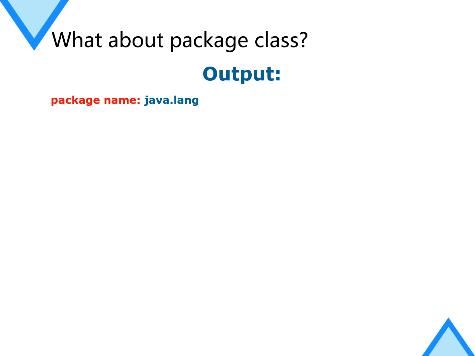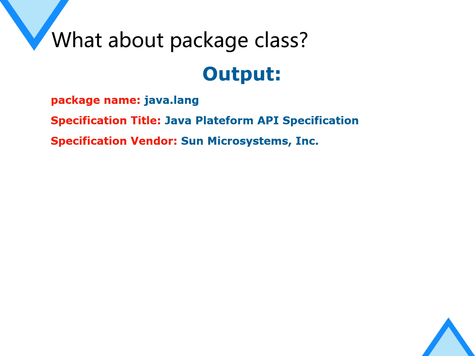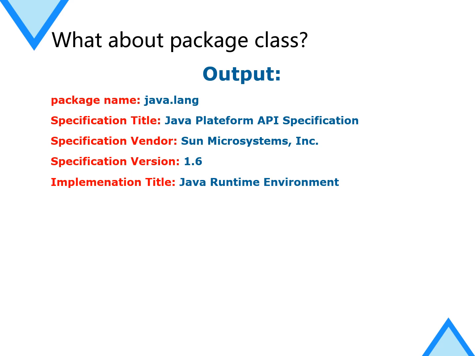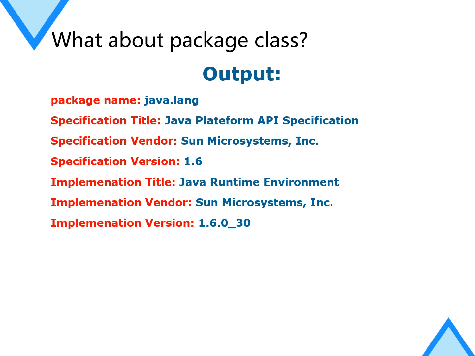The package name will show java.lang, the specification title is Java Platform API Specification, the specification vendor is Sun Microsystems, the version is 1.6, the implementation title is Java Runtime Environment, the implementation vendor is also Sun Microsystems, and the implementation version is 1.6.0_30. isSealed will return false because it's not sealed.